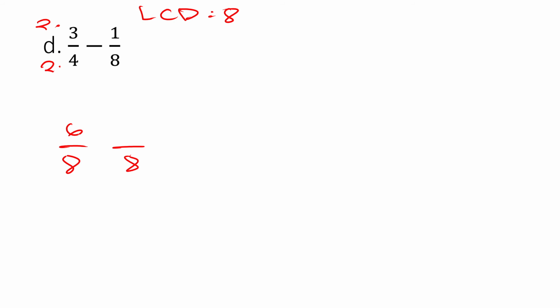3 times 2 is 6. 2 times 4 is 8. Now, do we need to change 1 over 8? No. So we can just leave it as is. 6 minus 1 over 8. 6 minus 1 is 5. Leave the denominator the same, and we have 5 over 8. Now, let's continue on to the last part of this video.